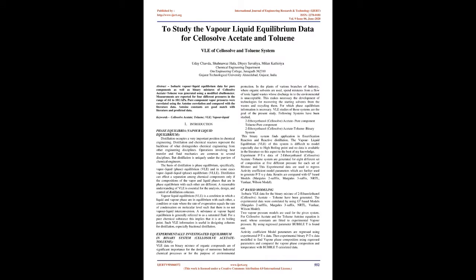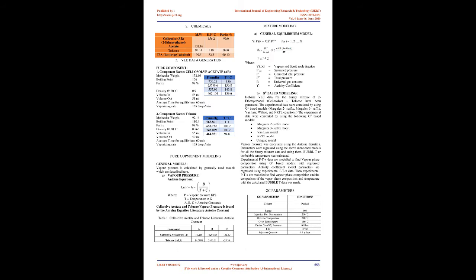Pure component vapor pressures were correlated using the Antoine correlation and compared with the literature data. Antoine constants are a good match with literature and predicted data. Keywords: Cellosolve acetate, toluene, VLE, vapor liquid. 1. Introduction. Phase equilibria, vapor-liquid equilibrium.